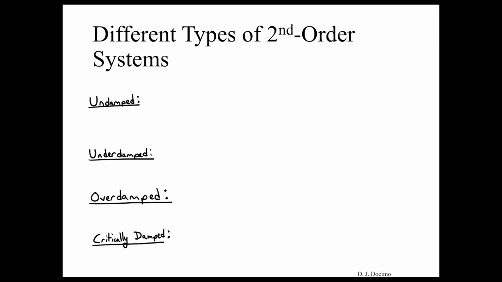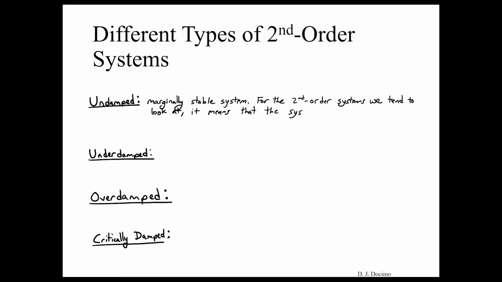So there are different types of second order systems. So we have undamped second order systems, which are marginally stable systems. For the second order systems we tend to look at, it means that the system oscillates forever. We have an output of like a sine wave, something like that. An underdamped system, we have the free response is oscillatory, but it dies out over time. So that's like a sine wave multiplied by an exponential decay.